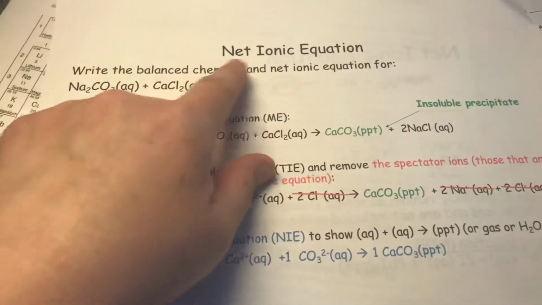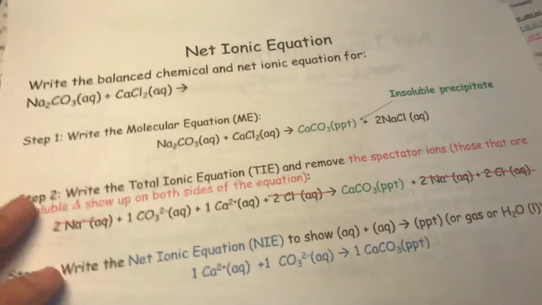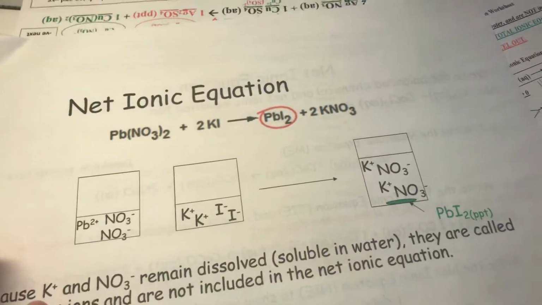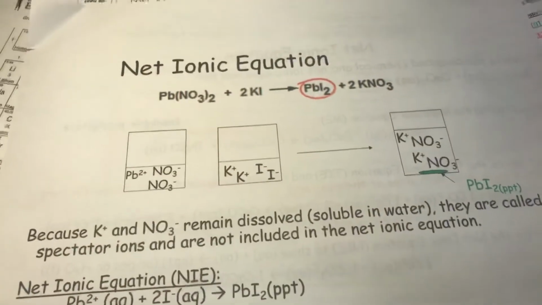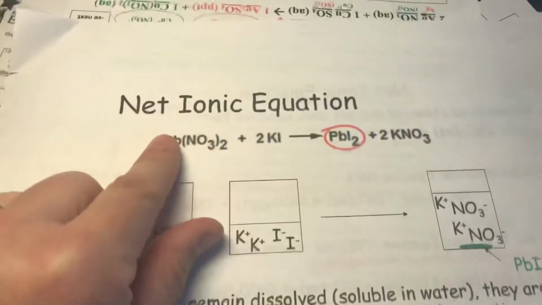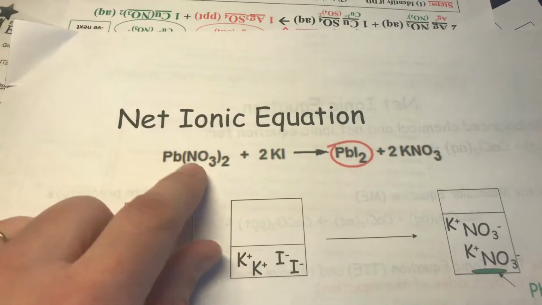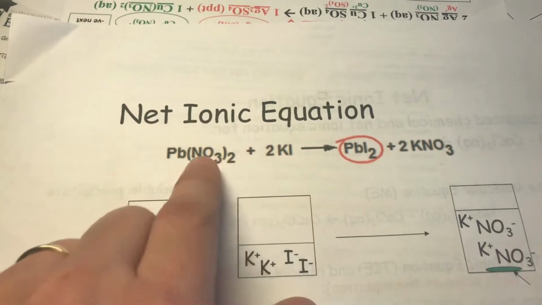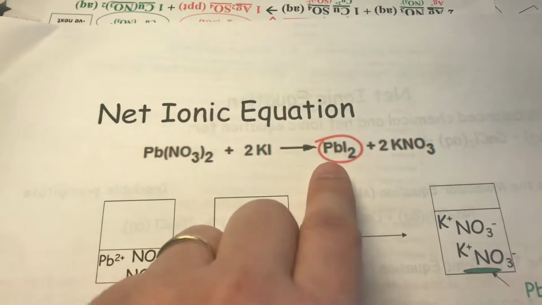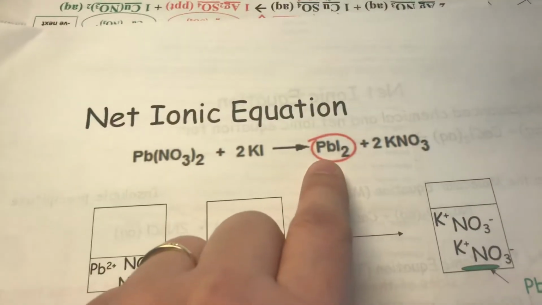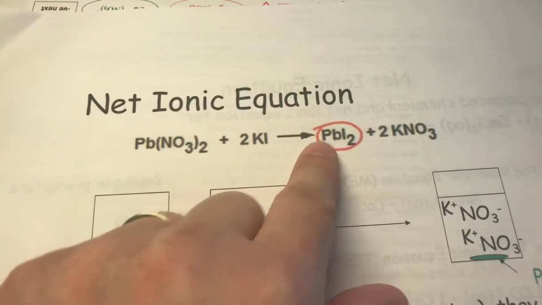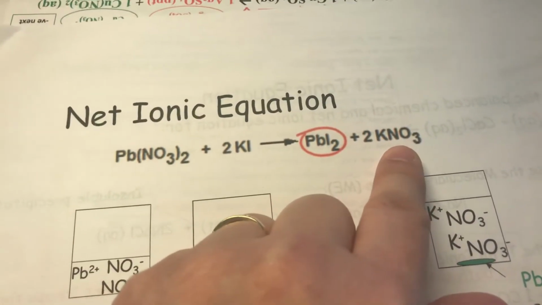So what is the net ionic equation? The net ionic equation is basically what exactly happened after the double displacement reaction is finished, and what I need to concentrate on. Let's say I have Pb(NO3)2 and KI, and they are both aqueous. When they form the double displacement, PbI2 is formed. It's a precipitate. The PbI2 is a precipitate, and the potassium nitrate is aqueous.